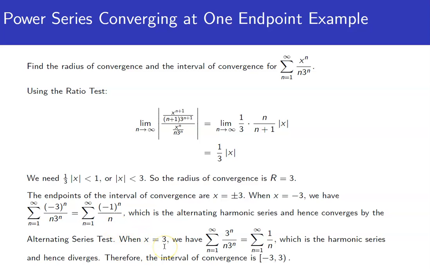So the alternating series test tells us that this particular series converges. However, when x is equal to 3, we get just the harmonic series, no alternating piece here, and we've seen before that the harmonic series diverges. So this particular series converges at the left endpoint and diverges at the right endpoint, so we get the half-open interval, -3 closed to 3 open, for our interval of convergence.